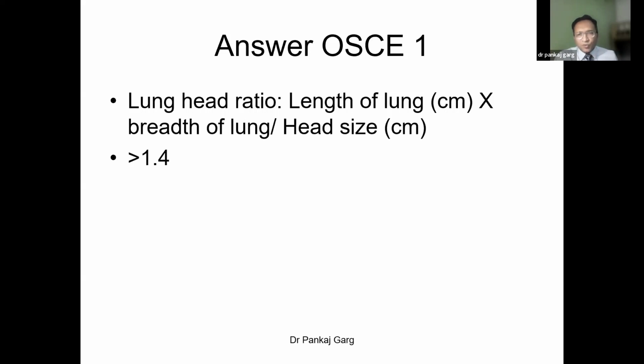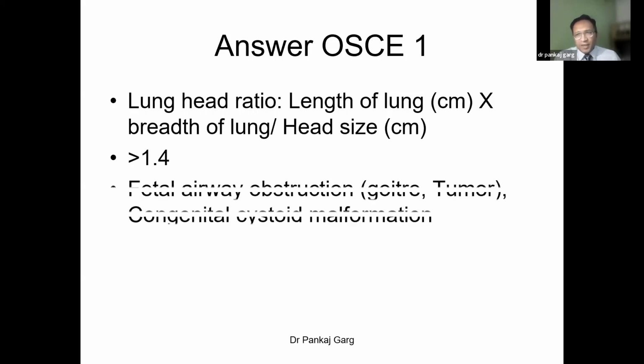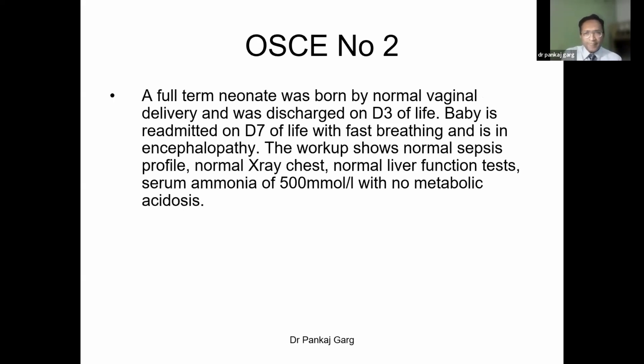And in this, you can do exit procedure, and tracheal plugging is done. So apart from diaphragmatic hernia, you can do exit procedure for fetal airway malformations like goiter, tumor, or congenital cystoid malformations. So we have done one for massive goiter at our center, but yes, exit procedure can be done if you want. You know that as soon as the baby comes out, he will not be able to breathe. Okay. So should we go to the next OSCE?